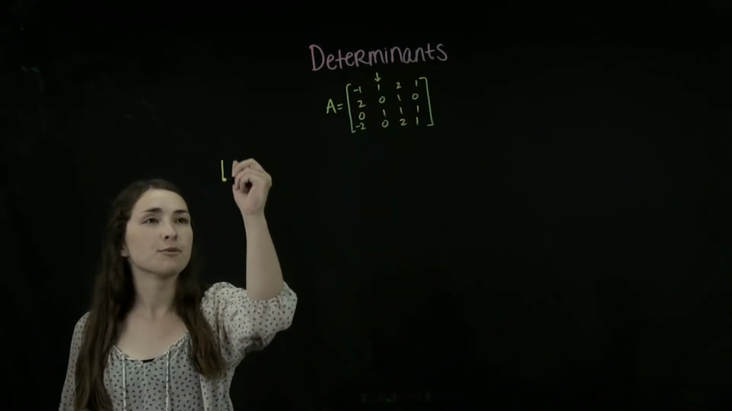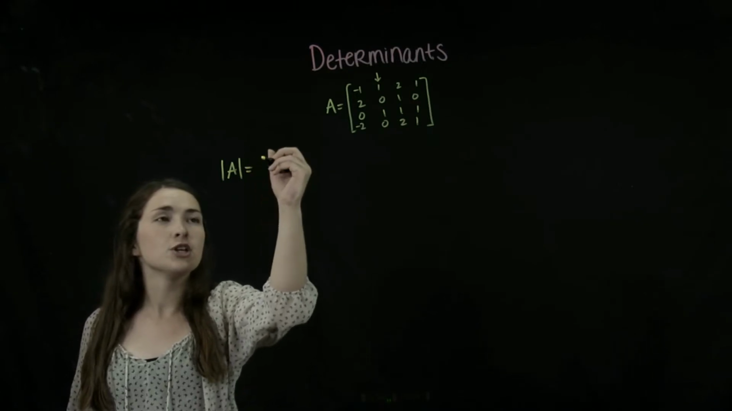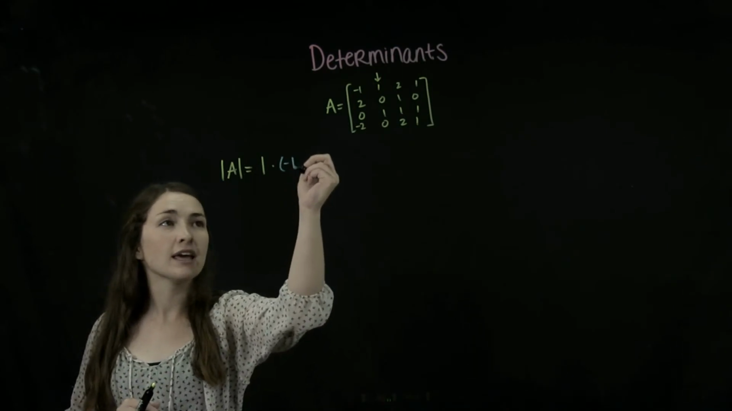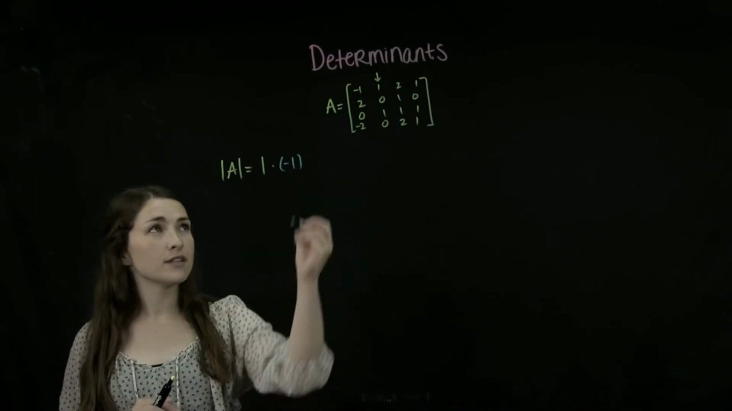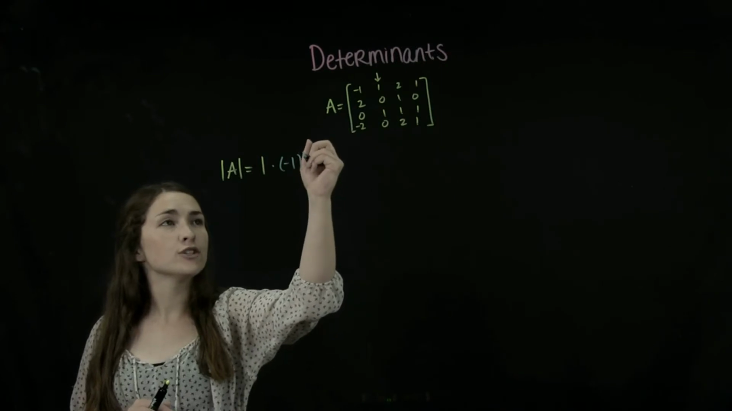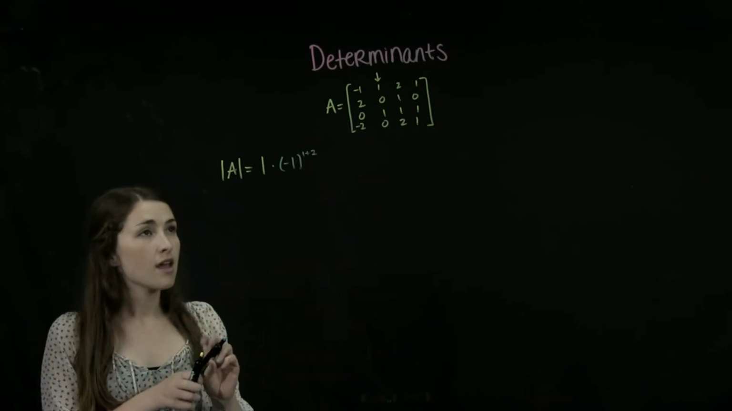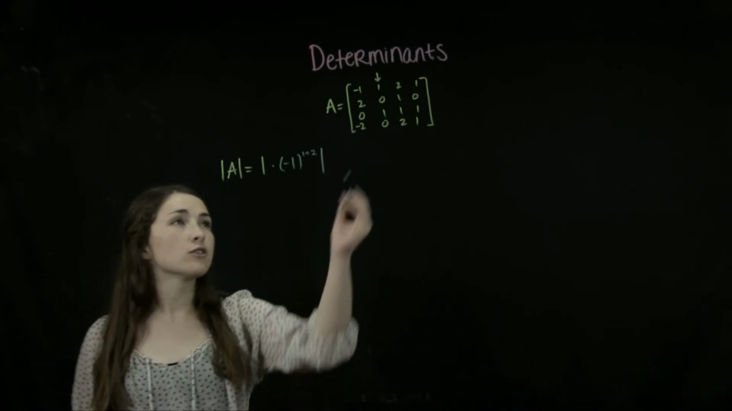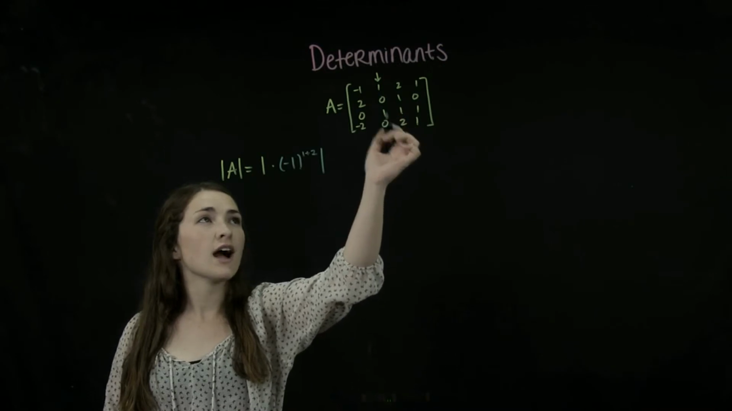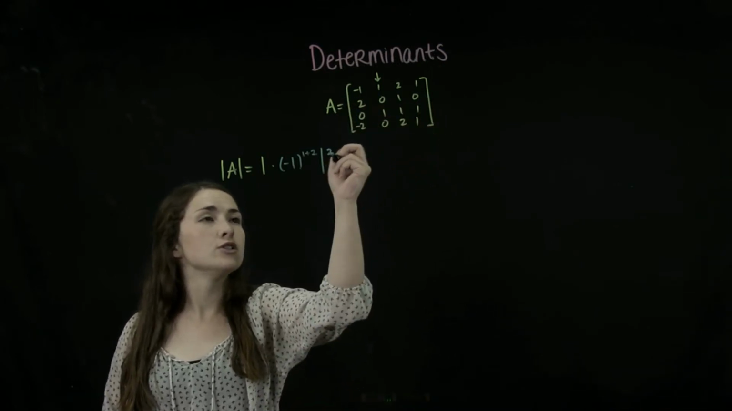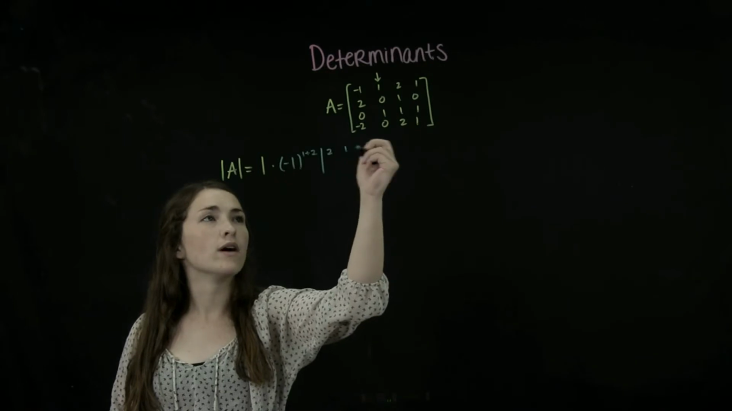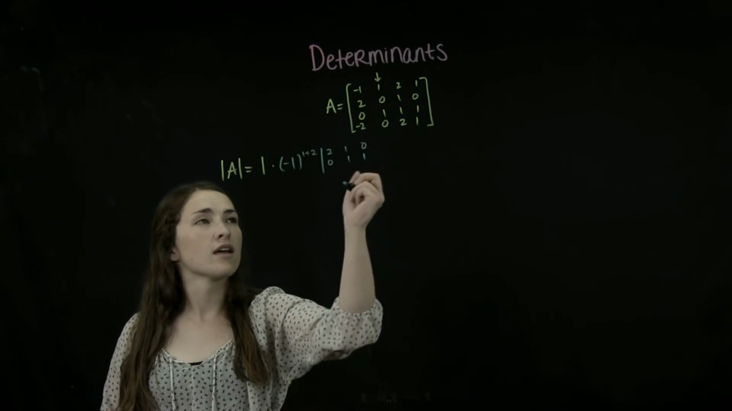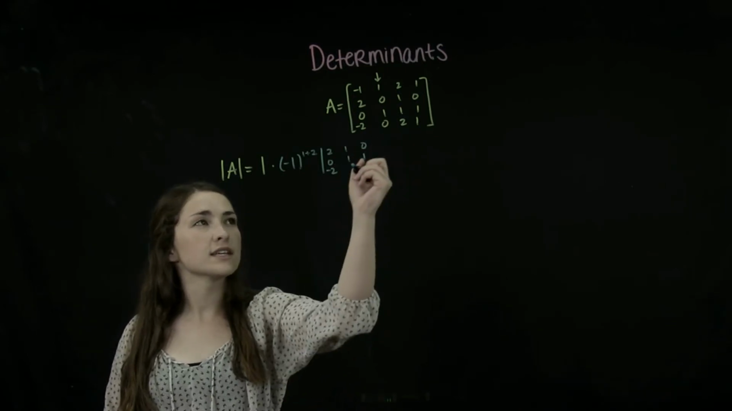So we're going to take our determinant of A, and that is going to be equal to the first entry of our column times its cofactor. Its cofactor is going to be negative 1 raised to the sum of its row and column. So it's in the first row, second column, and it's going to be multiplied by the determinant of its minor. So we're deleting the first row and the second column. We're left with 2, 1, 0, then 0, 1, 1, and then negative 2, 2, 1.